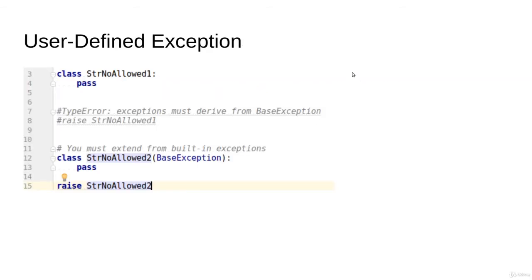What if I would like to define my own user-defined exception? You might define your class as it is, but this is wrong. Every class has to derive from some exception that is part of the base class. So you can inherit from the base exception, inherit from exception, inherit from runtime exception, but you must extend from one of the built-in exceptions. You must do that. Once you did that, you can just use it and raise it.